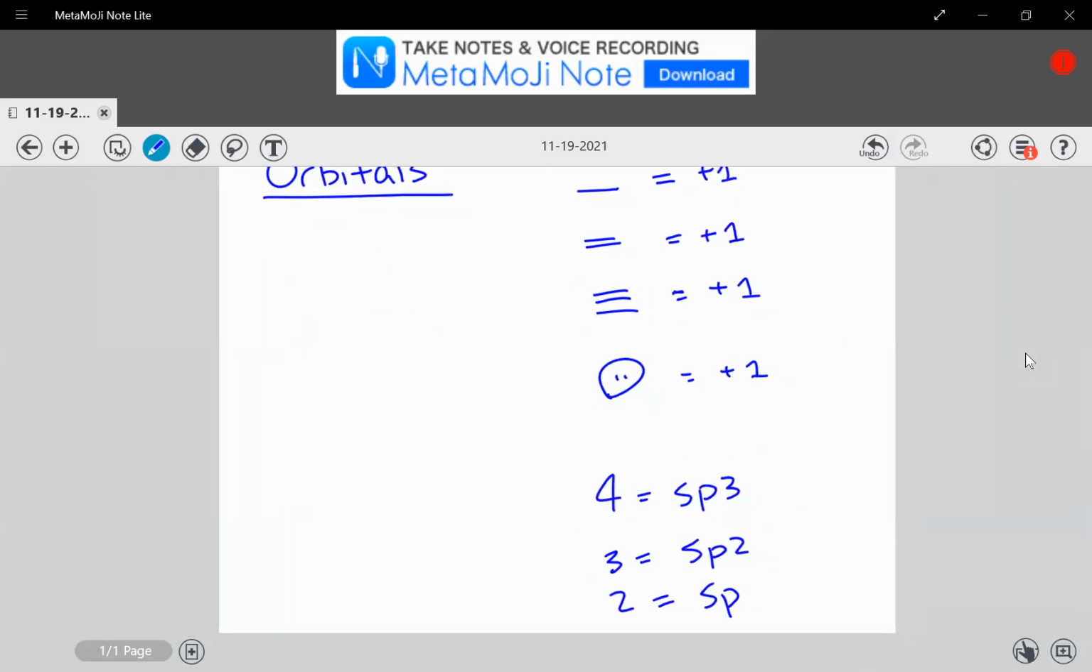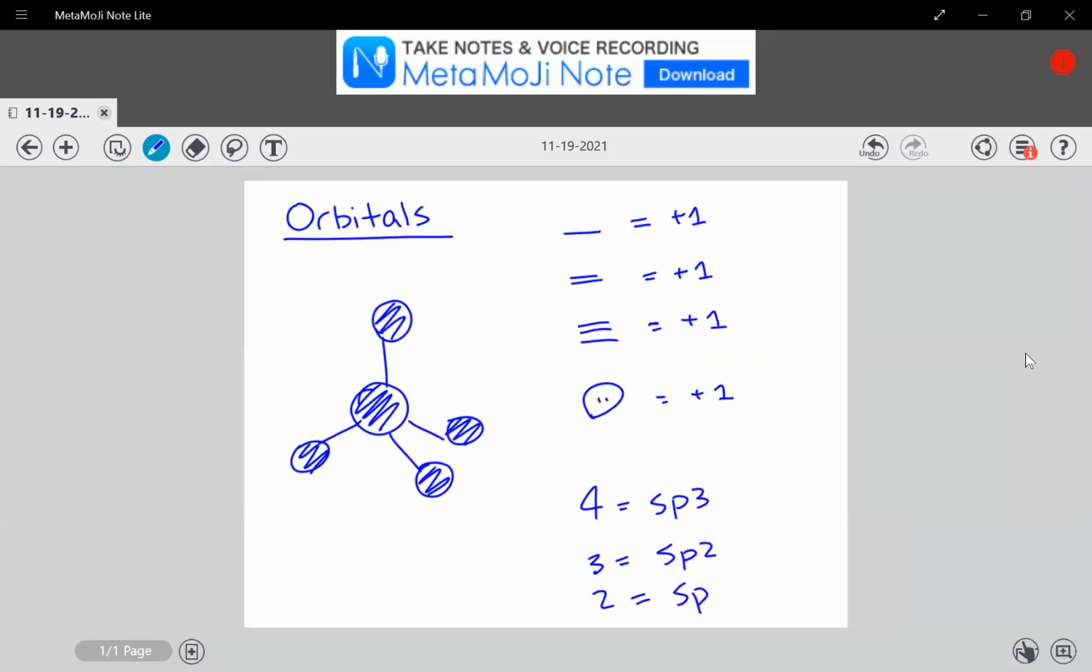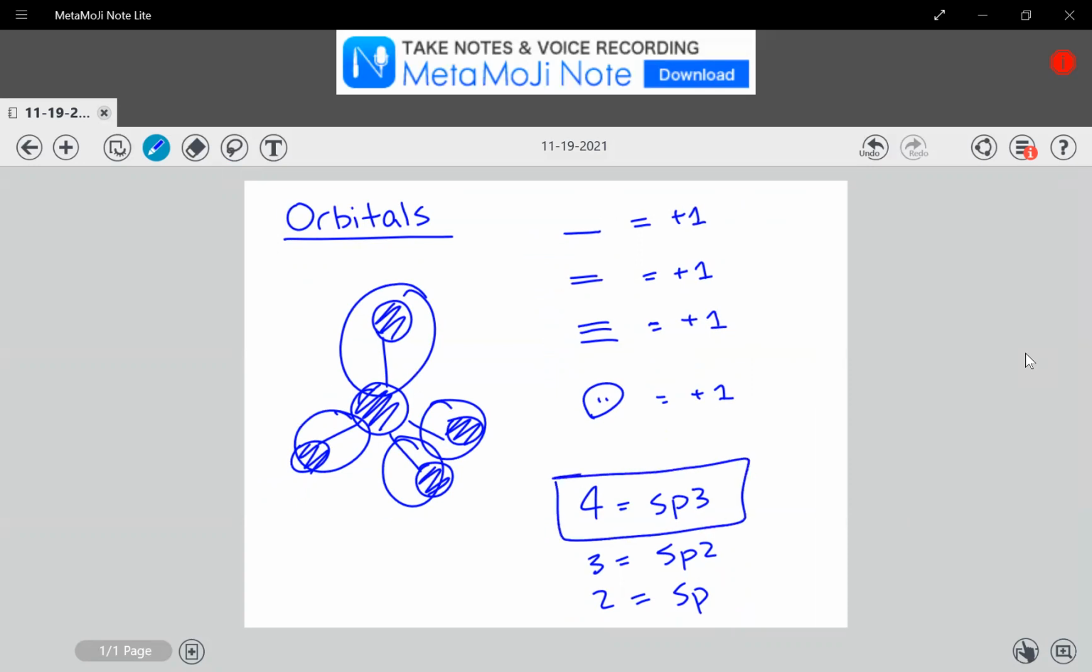All right, let's say we've got a molecule here attached to 4 other things. All right, so let's start counting. We've got 1, 2, 3, 4. That's 4 single bonds, 1 plus 1 plus 1 plus 1, that's 4. That's going to give us a total of 4 points and an sp3 hybridization. All right, so sp3 hybridization, 4 points.